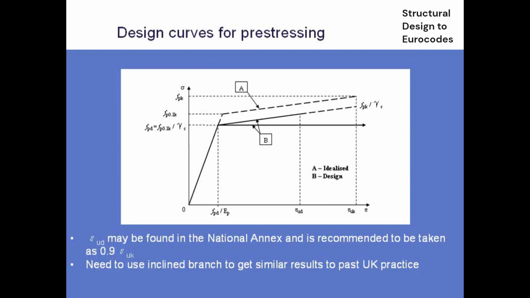Because in BS500, the horizontal branch wasn't at yield, or the 0.1% proof stress, it was actually at the ultimate tensile strength of the steel already. The justification has always been slightly iffy. So with pre-stressing, again, a choice of 2 options, either a flat branch at the 0.1% proof stress or a rising branch up to ultimate tensile strength. And if you use the ultimate tensile strength, you have to check, again, the fracture of the pre-stressing steel.